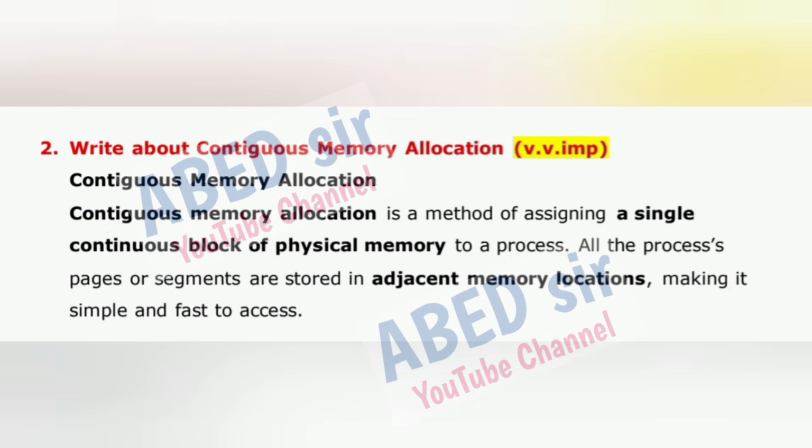Contiguous memory allocation. Contiguous memory allocation is a method of assigning a single continuous block of physical memory to a process. All the process's pages or segments are stored in adjacent memory locations, making it simple and fast to access.